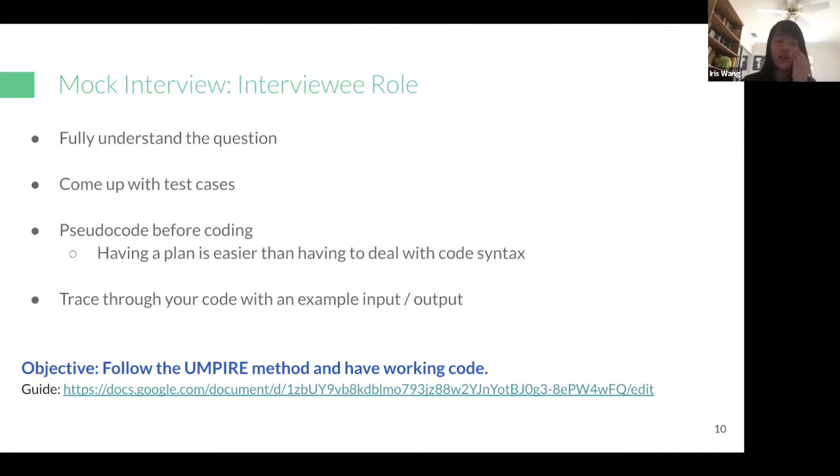And definitely trace through your code with example input and output as you're going through. And at the very end, I expect that you have a working solution and that you've created your own test cases.